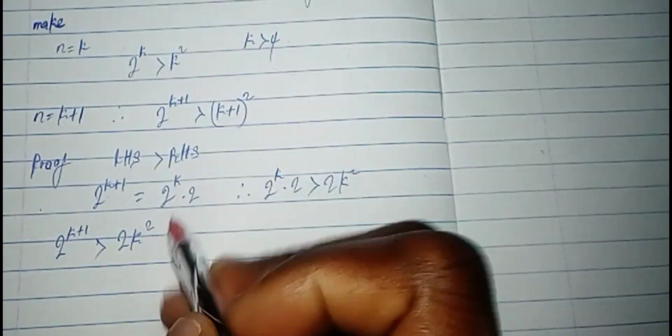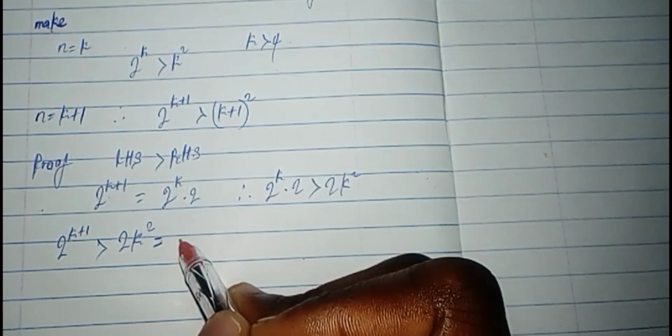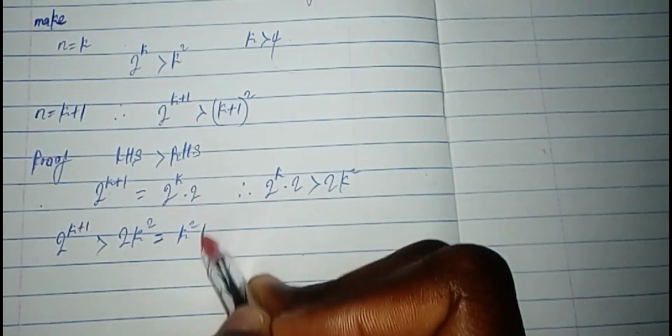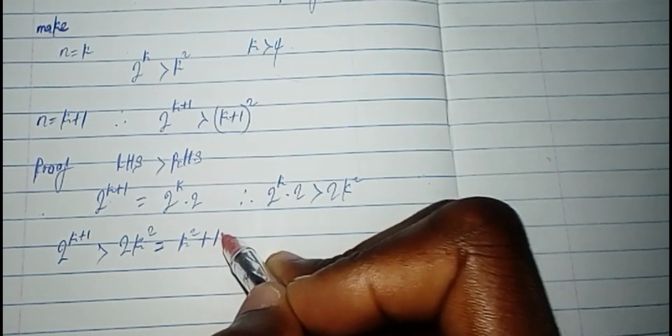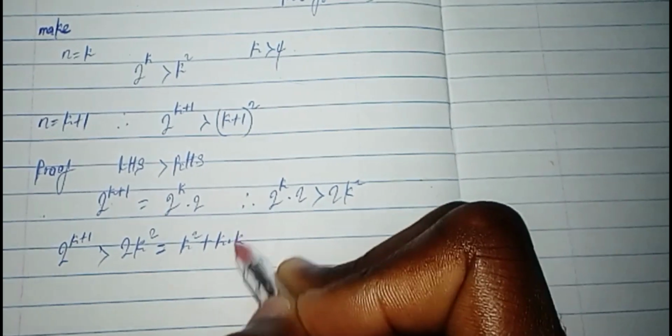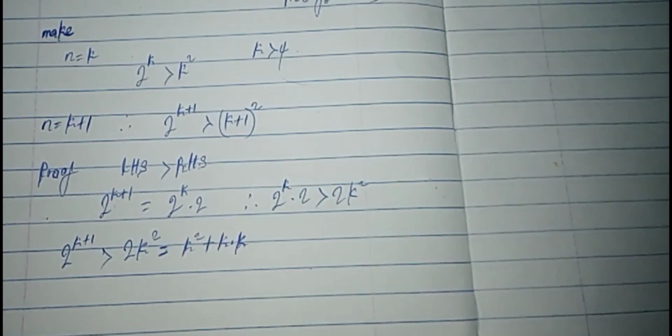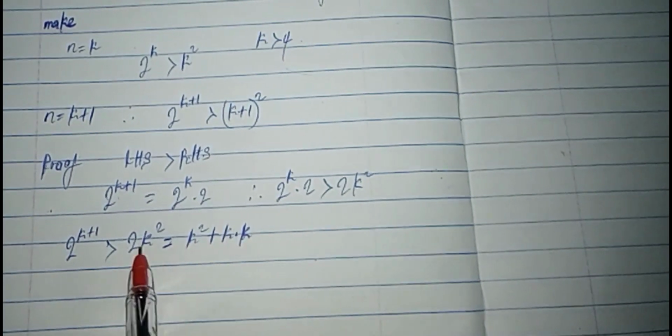Now, since we now know that 2 raised to power k plus 1 is greater than 2k squared, we can actually change 2k squared to be what? This can be written as k squared plus k squared. But I want to write k squared as k times k. You know, when you add two things, it becomes 2 of them. So k squared plus k squared is equal to 2k squared. So this is actually k squared, but I rewrote it as k times k for a reason, because we know that k is greater than 4, so we can actually change one of the k to 4.